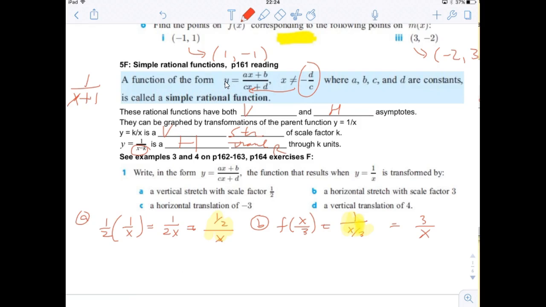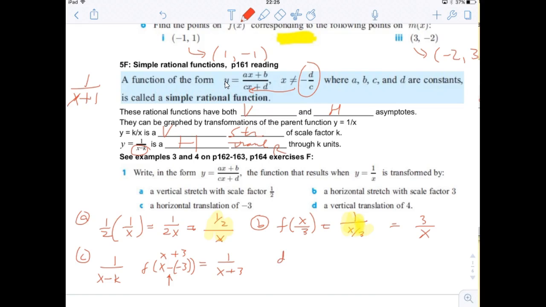Okay, let's do C now. A horizontal translation of -3. So horizontal translation of -3, remember, we kind of do this, right? The way we do that is we do f of x minus a -3, because the default is to do a minus. And if it's minus -3, then it's going to end up being f of x plus 3. Okay? So we're going to have 1 over x plus 3. That is a horizontal translation of -3.